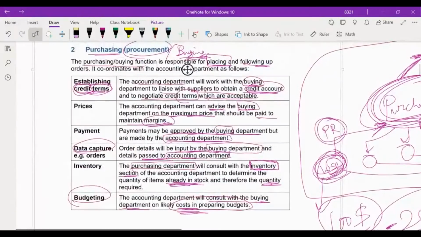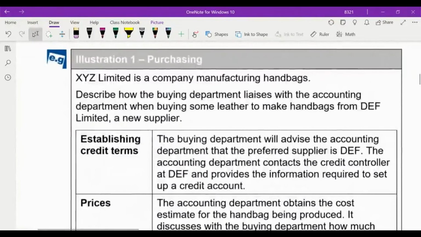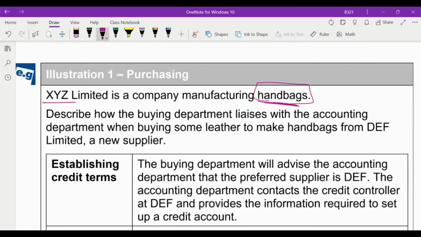I would say not intervened, or you can say this is how procurement department is related to accounting department. Now, there is this illustration number 1 for better understanding. XYZ Limited is a company manufacturing handbags. So this is the output. XYZ company, it's our company for which we are studying it. Describe how the buying department, now buying department means the procurement department or the purchase department, liaises with the accounting department when buying some leather. Now this leather is what? Raw material to make handbags. Handbags are finished goods, yes.